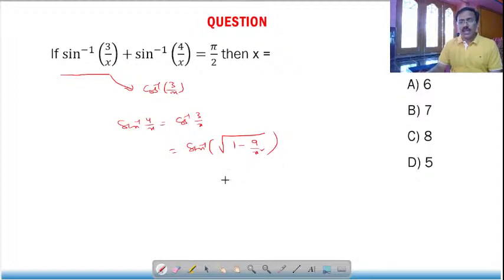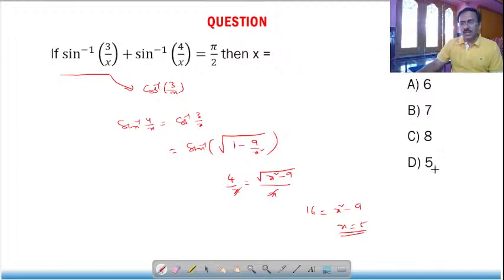Yes. Sine inverse is a one-one function. So you can write 4 by x is root of x square minus 9 by x. Anyhow, x is positive, friends. 16 is equal to x square minus 9. x is equal to 5. x is positive. You can take x as 5. And of course, if you are familiar with these problems, sin inverse 3 by 5 is nothing but cos inverse 4 by 5.